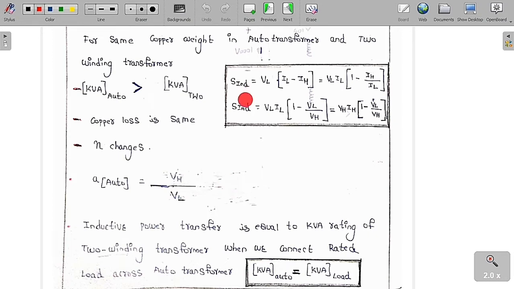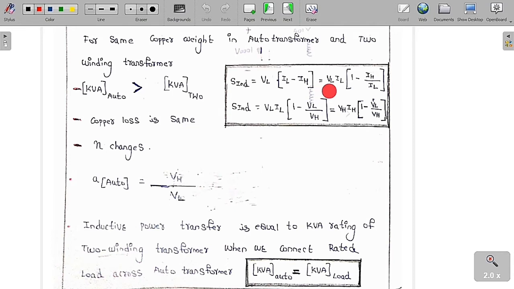So listen carefully. The inductive power transfer, I have already told you, is equal to, from the basic general equation, VL into (IL minus IH). So VL into (IL minus IH). This is from the general expression.